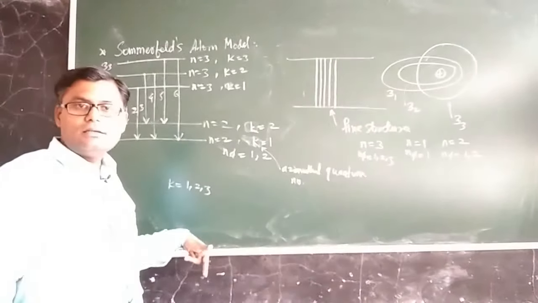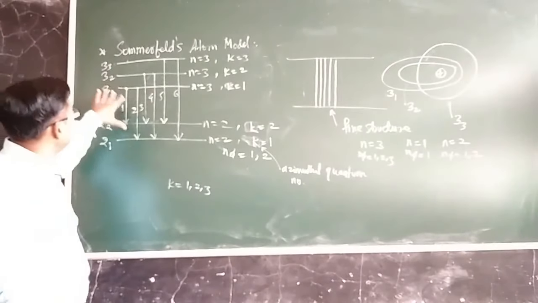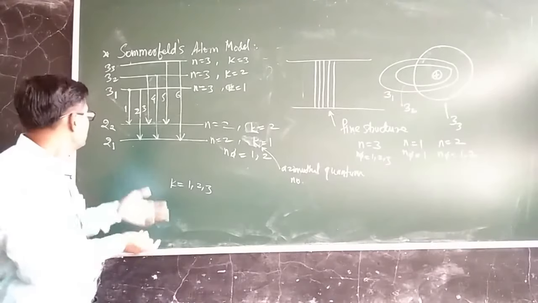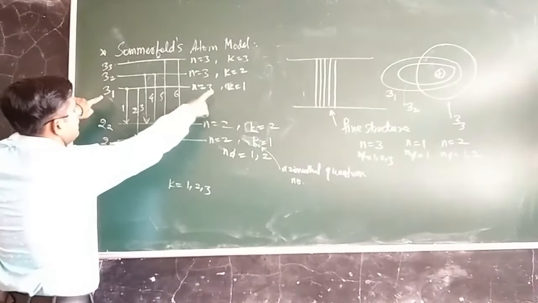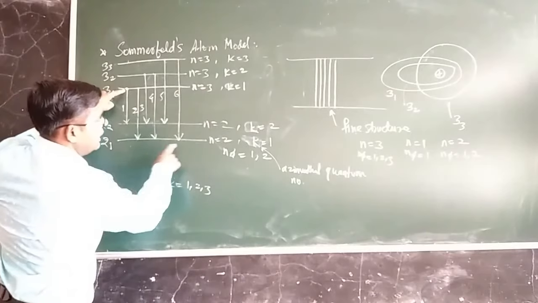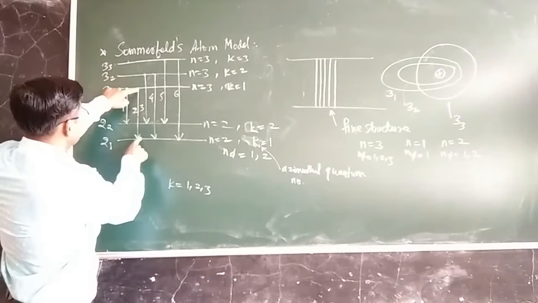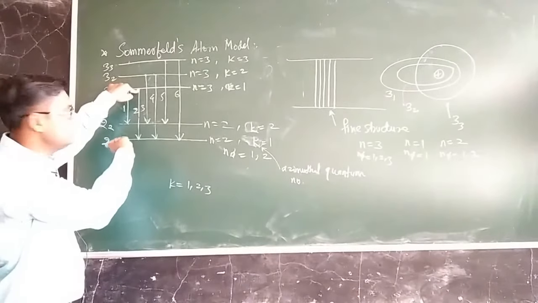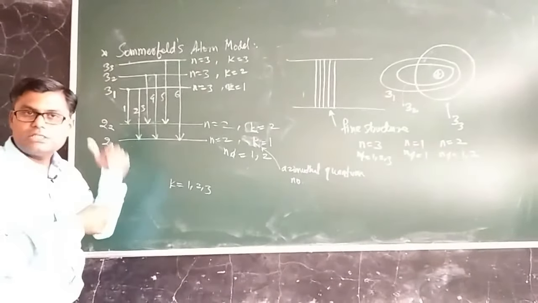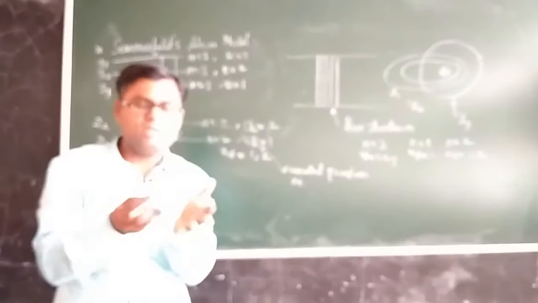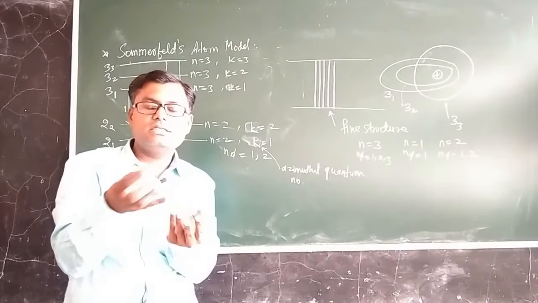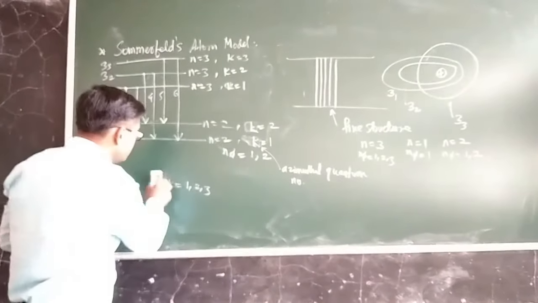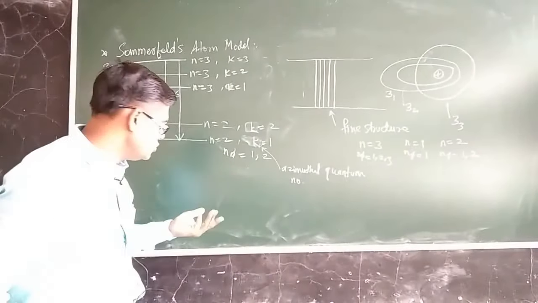So what he did then, he argued that no, all these transitions are not possible. There should be some selection criteria, because you see here k is equal to 1 and here also k is equal to 1, so these are similar energy levels. So he put some selection rules. Selection rules are nothing but rules which tell us which transitions are possible and which transitions are not possible.